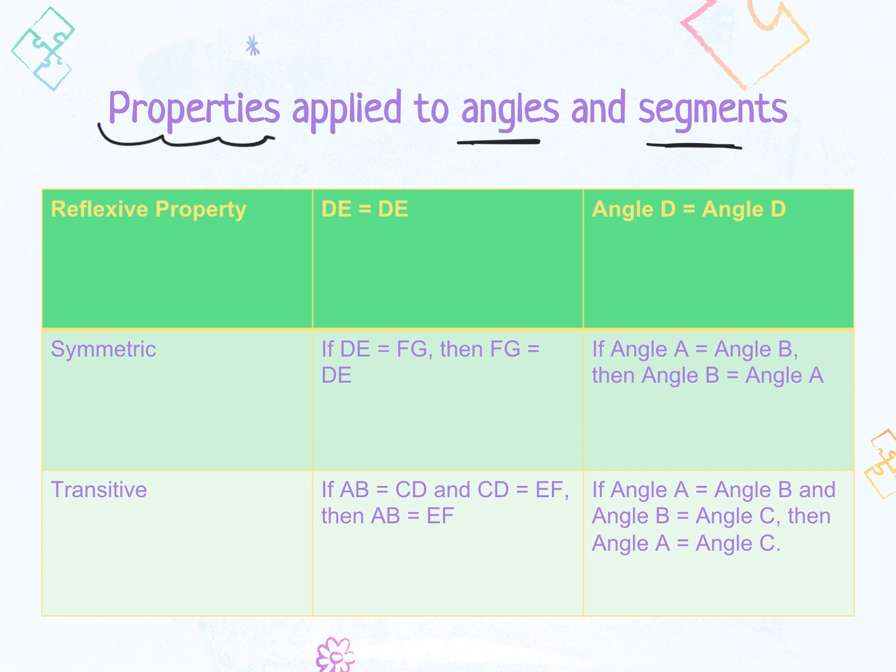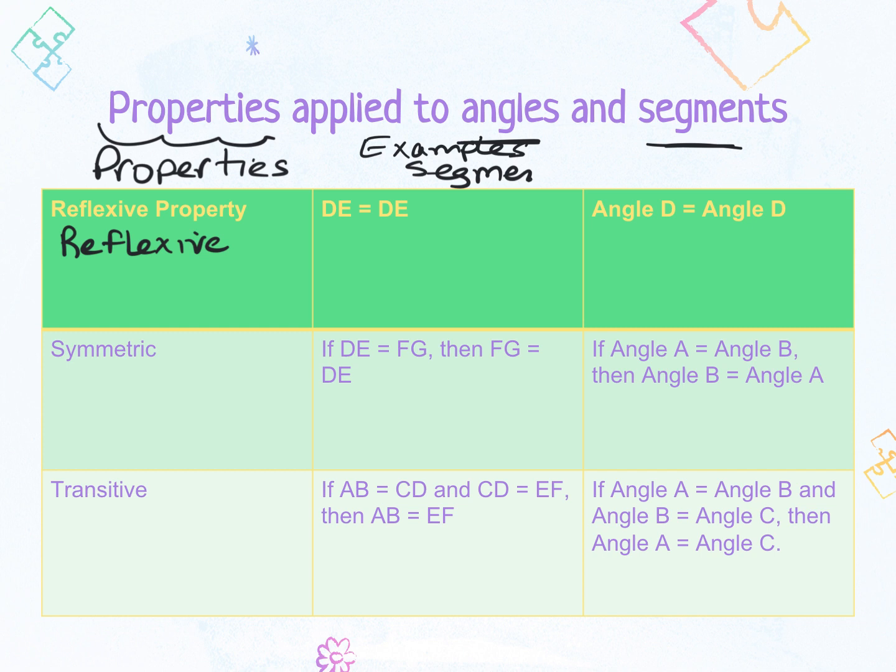But this first box up here, this is the word reflexive property. And then these are all the properties that are listed under this column. This column are examples of application to segments. And these are examples of angles.